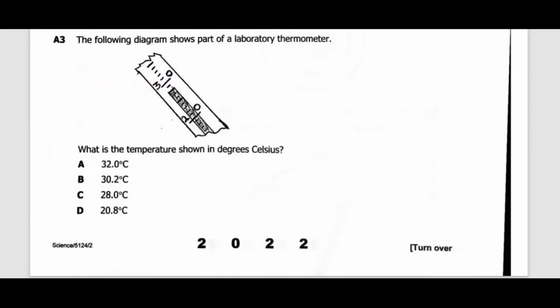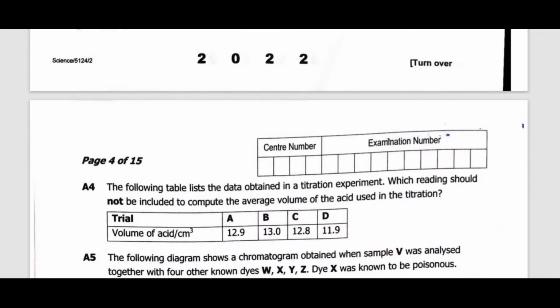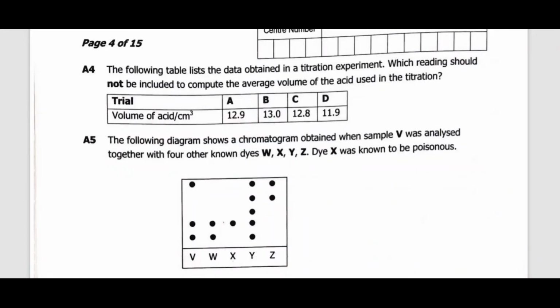The following diagram shows part of a laboratory thermometer. So this line here indicates that we have 20 here. We can see the calibrations, the divisions: we have 21, 22, 23, here is 25, 26, 27, so this is 28. So from the multiple choices, our answer is C. Then we move on to question 4.